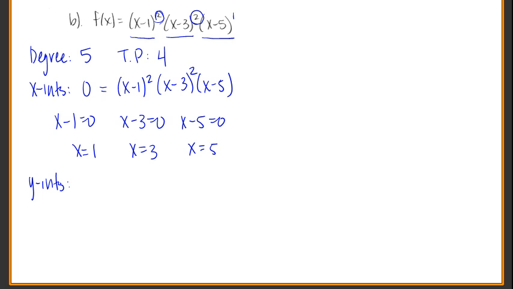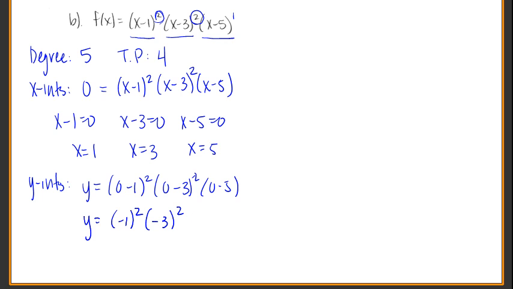The y-intercept, we're going to put 0 in for our x values, 0 minus 1 squared, 0 minus 3 squared, and 0 minus 5. So y is equal to negative 1 squared times negative 3 squared times negative 5. So y is equal to 1 times 9 times negative 5, which in this case is going to be a negative 45. Okay, sign chart.